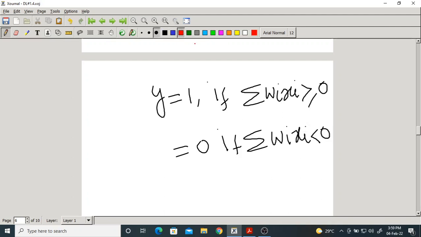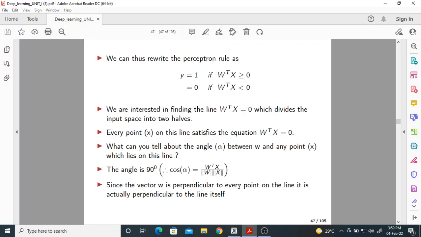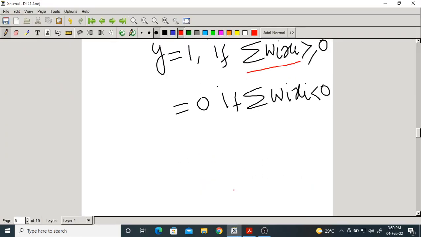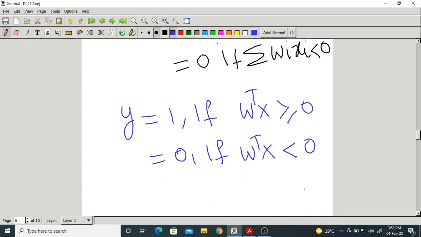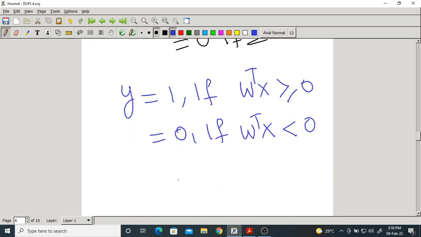But just now I told you this is equal to W transpose into X. So now the modified rule will be: output Y equal to 1 if W transpose X is greater than or equal to 0. Output is 0 if W transpose X is less than 0. Now W transpose X is also equal to W dot X, the dot product.